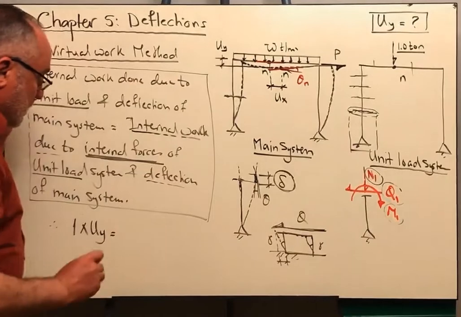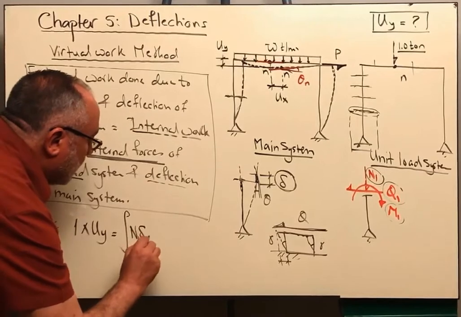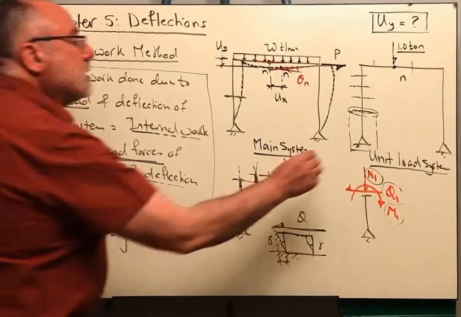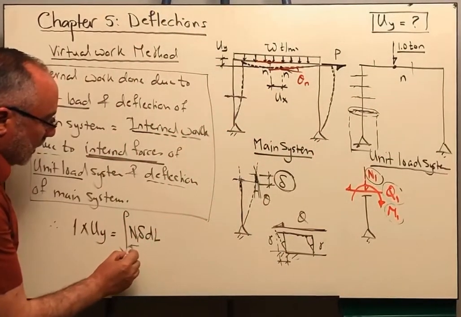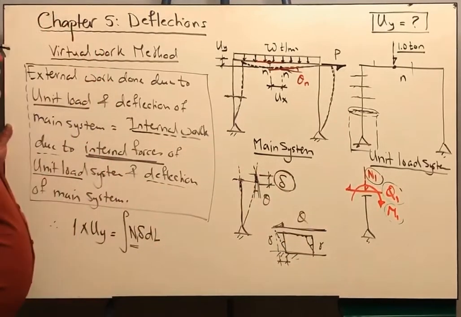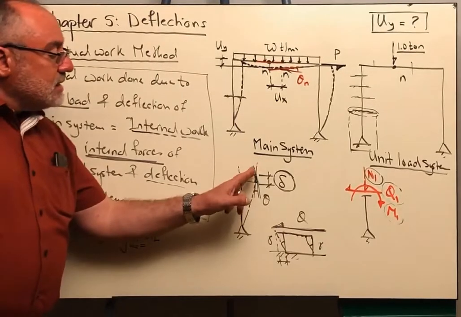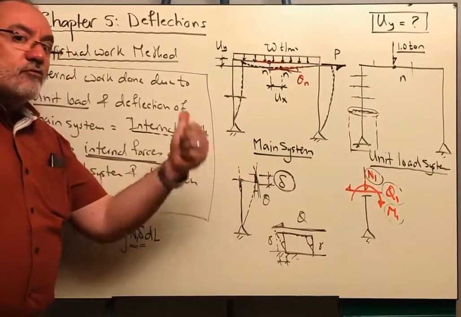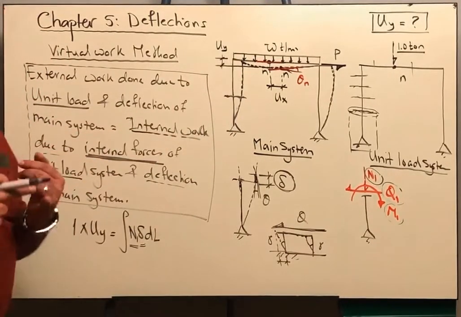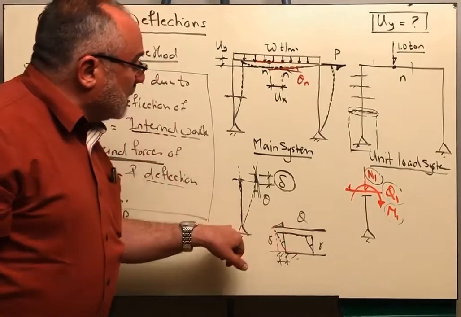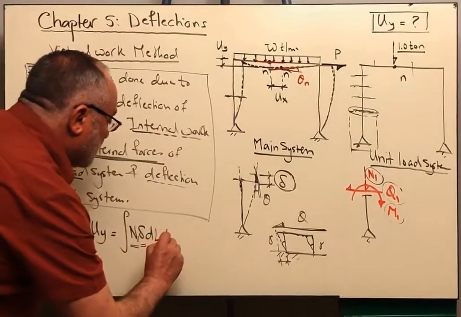Therefore, I will say here, this is the integral of N1 multiplied by delta dl. We are integrating along the length of the frame. So here, you are multiplying the internal force from the unit load system by delta, which is the axial deformation at this section from the main system. And you are integrating through the length, because the normal force is changing throughout, and the axial deformation is also changing throughout.